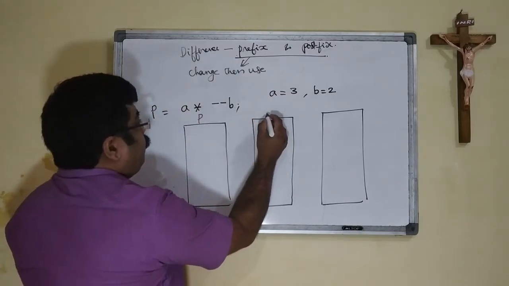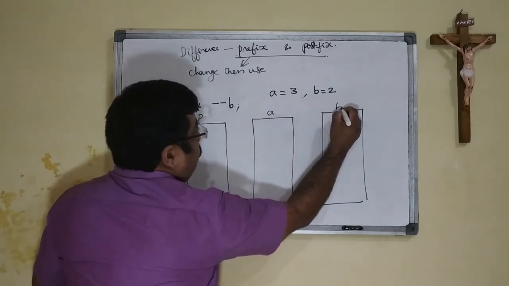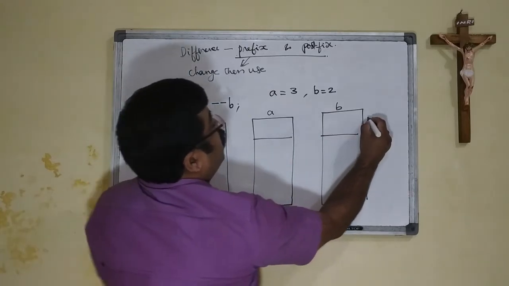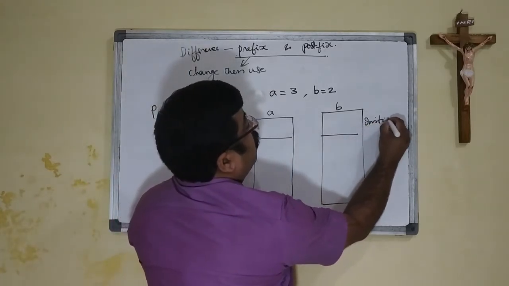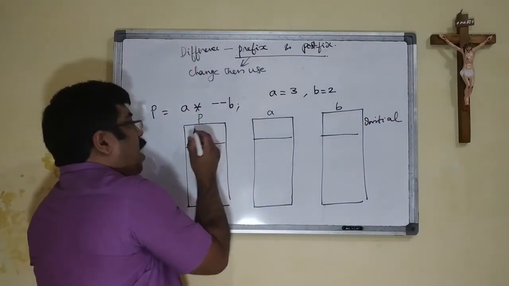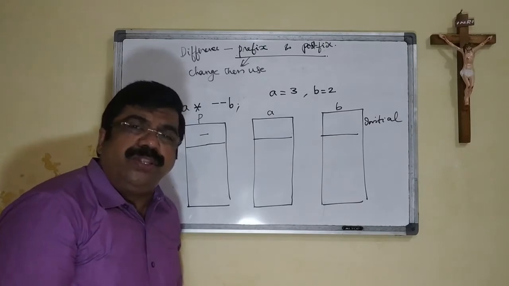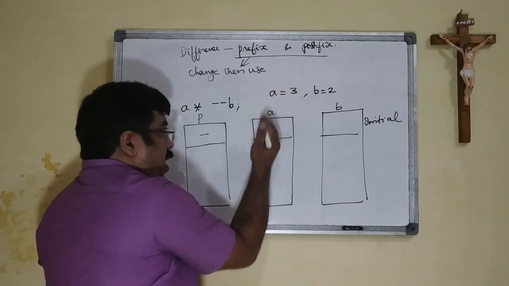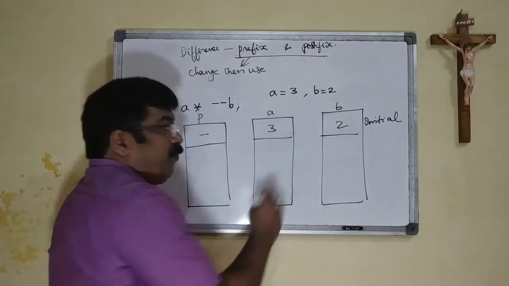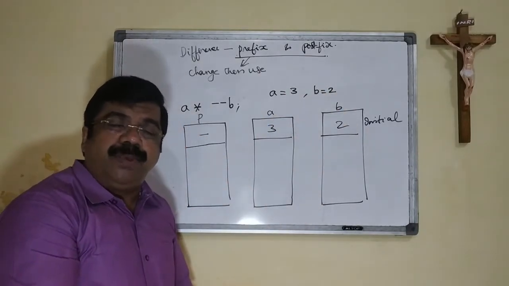P here, A here, B. First step: initial values. Initially what all values were there? P had no value, that is 0. A had a value 3. B had a value 2.